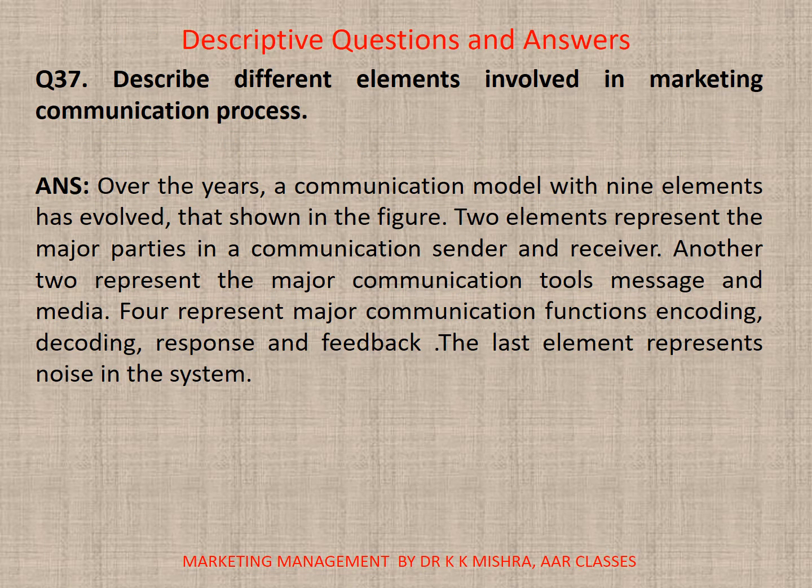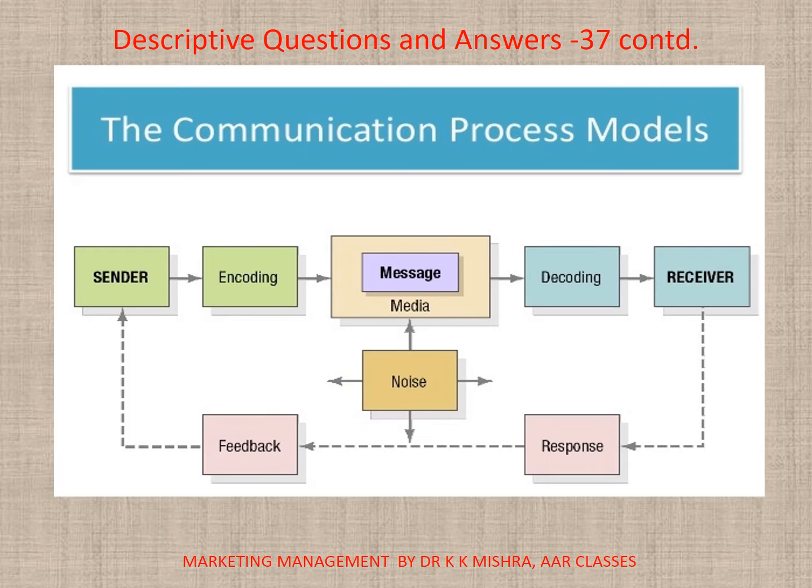Now question number 37, describe different elements involved in marketing communication. Yes, marketing communication process. ये आपने और भी कहीं किसी सब्जेक्ट में पढ़े होंगे. So there are 9 elements involved in it and you must be able to draw this particular figure. The important ones: sender and receiver. Sender encodes the message, then message and media, that is sent through media, decoding takes place, and receiver gives the response and feedback. There is another 9th element, that is noise, that is in between. So you should be able to draw this particular picture.